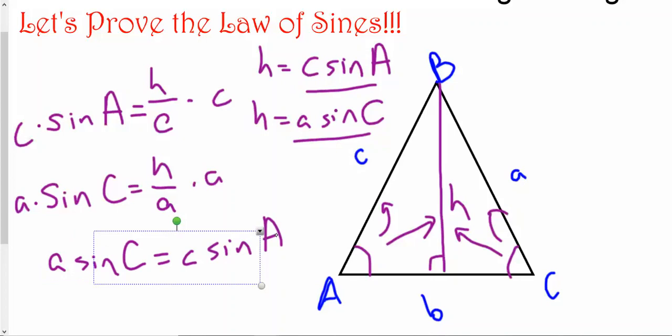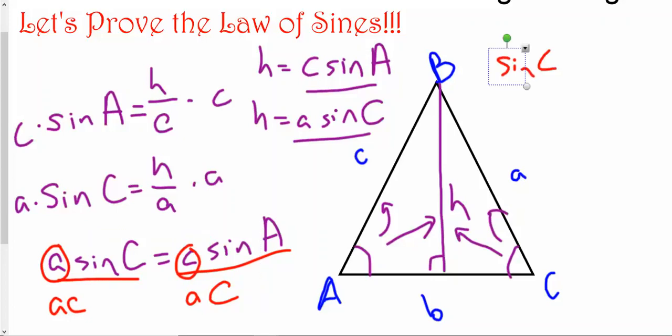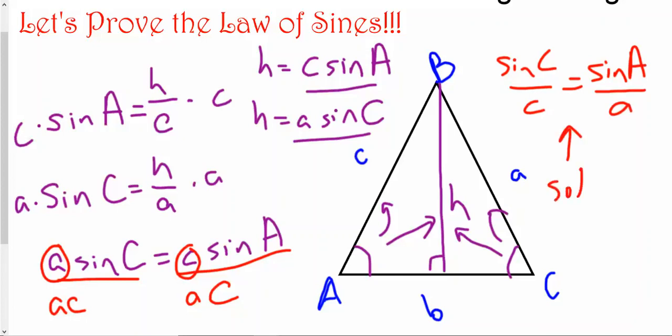This lets me set up two ratios that might be helpful for us, right? I can either divide both sides by c and a, a from here, c from here. And that gives me sine of C over c equals sine of A over a, which is great. This is fantastic if I want to solve for angles.